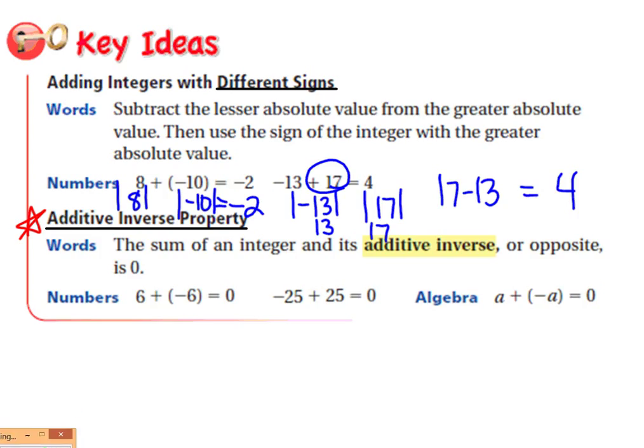Okay, so now that you know the additive inverse, or the opposite, has a sum of 0, let's take a look at some of the numbers. 6 plus negative 6 equals 0. Negative 25 plus 25 equals 0. And in algebraic terms, a plus negative a would equal 0.